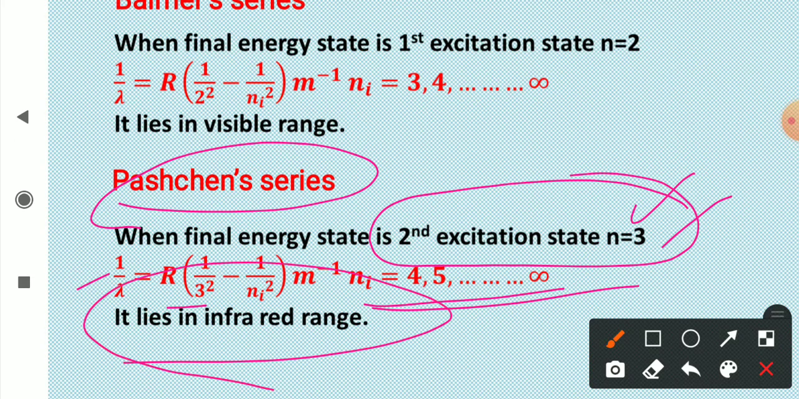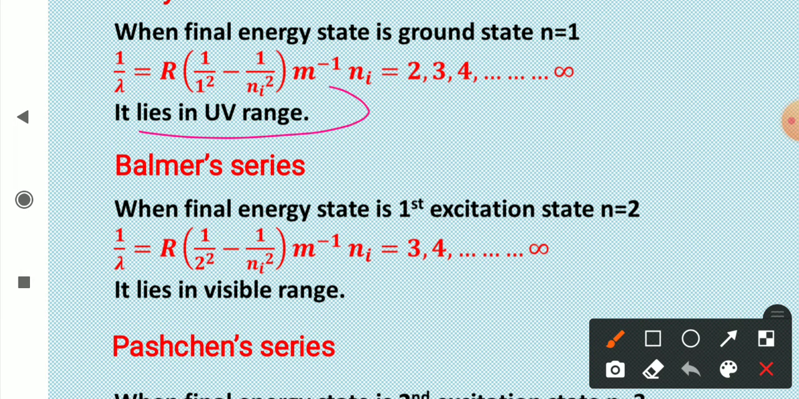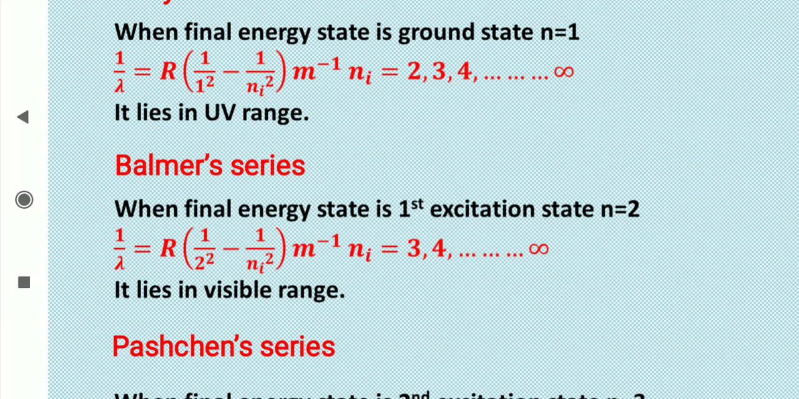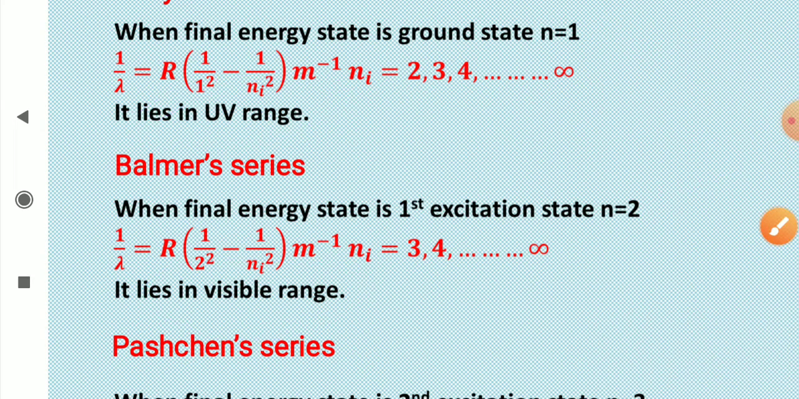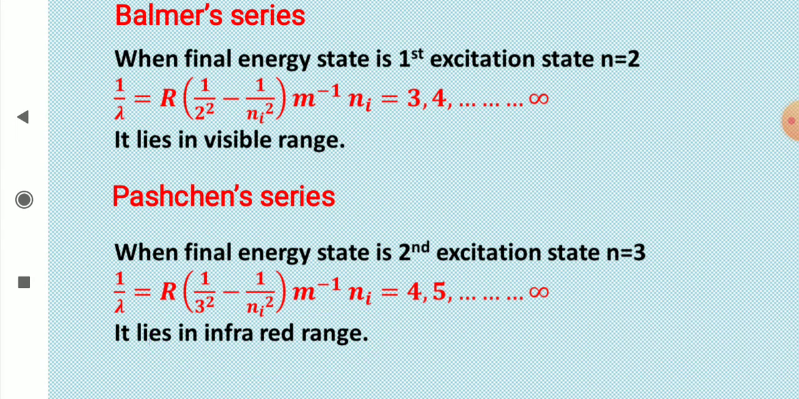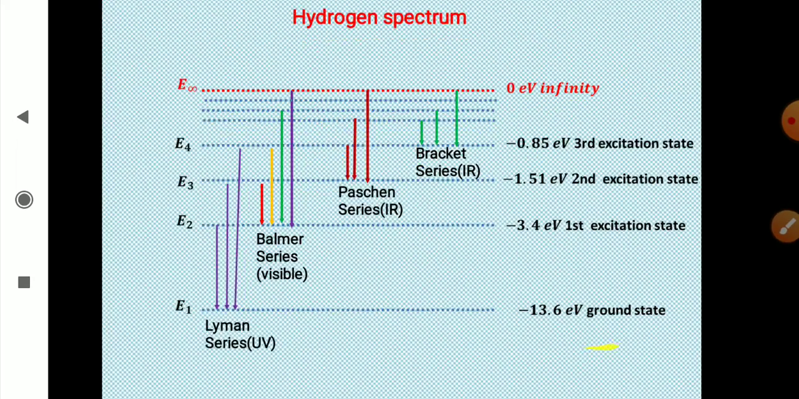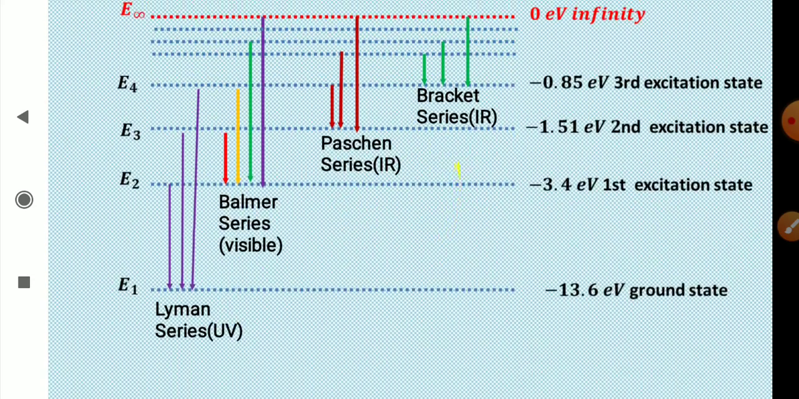Now this lies in infrared region. This Lyman series lies in UV region and Balmer series lies in visible region. So there is a sequence here. Ground state goes to UV region, first excitation goes to visible, beyond it Paschen series is infrared, then we have Brackett and Pfund also. So they all are in infrared region. So let us see graphically here how we see it.